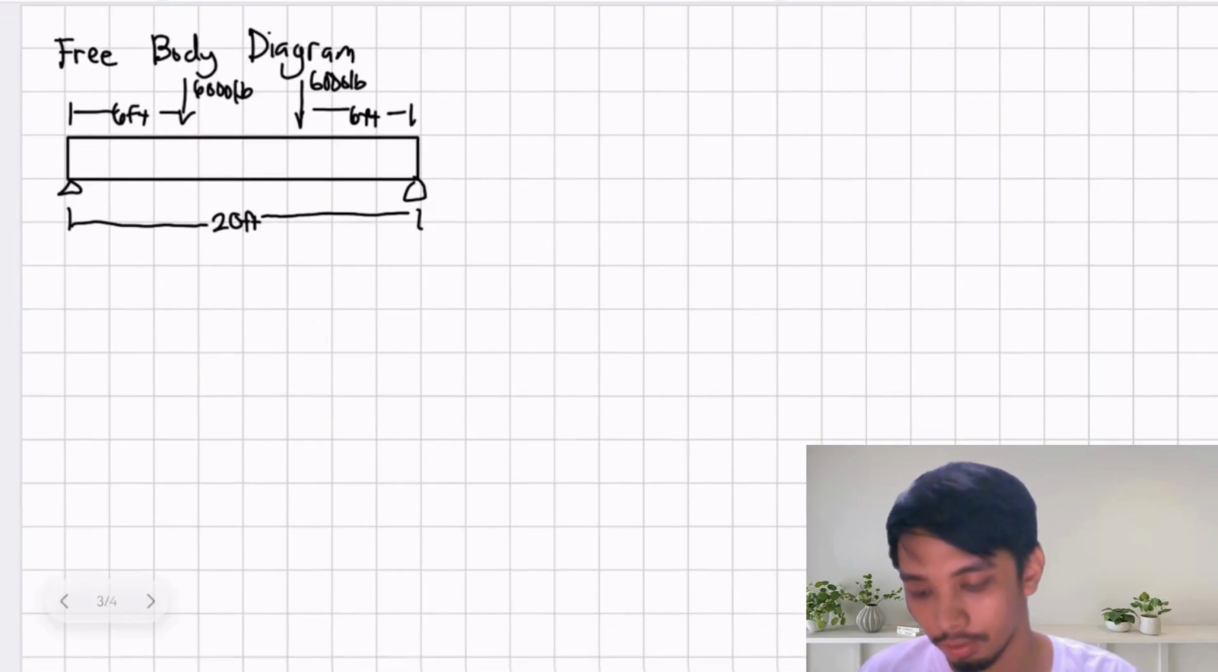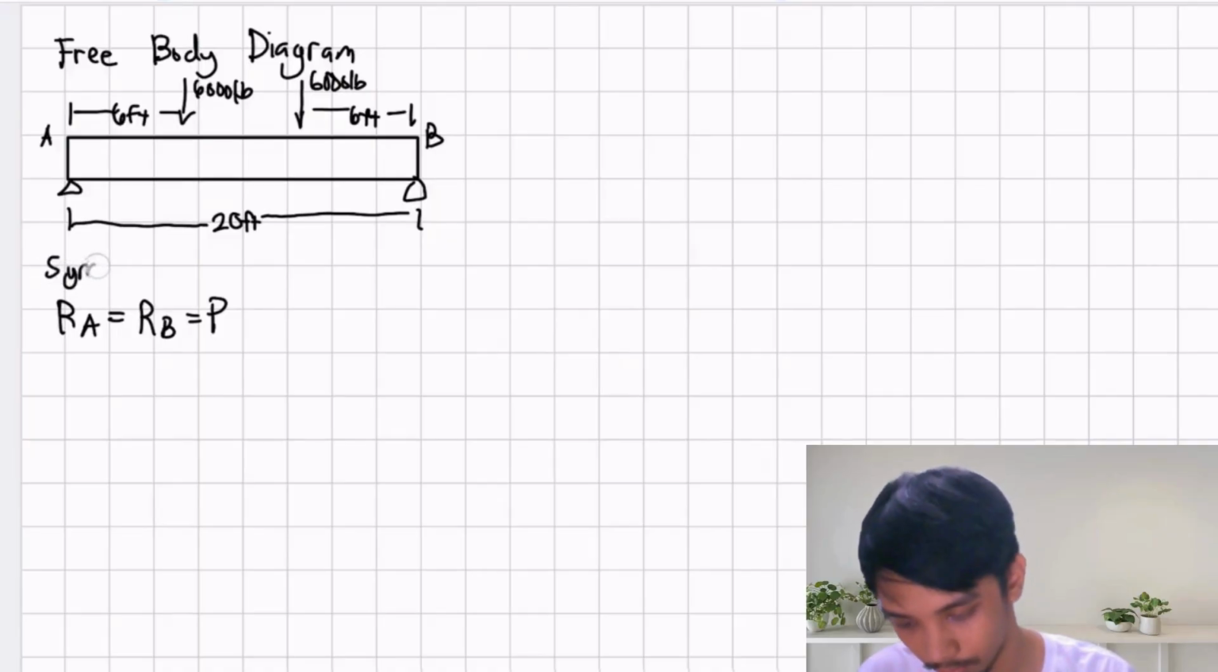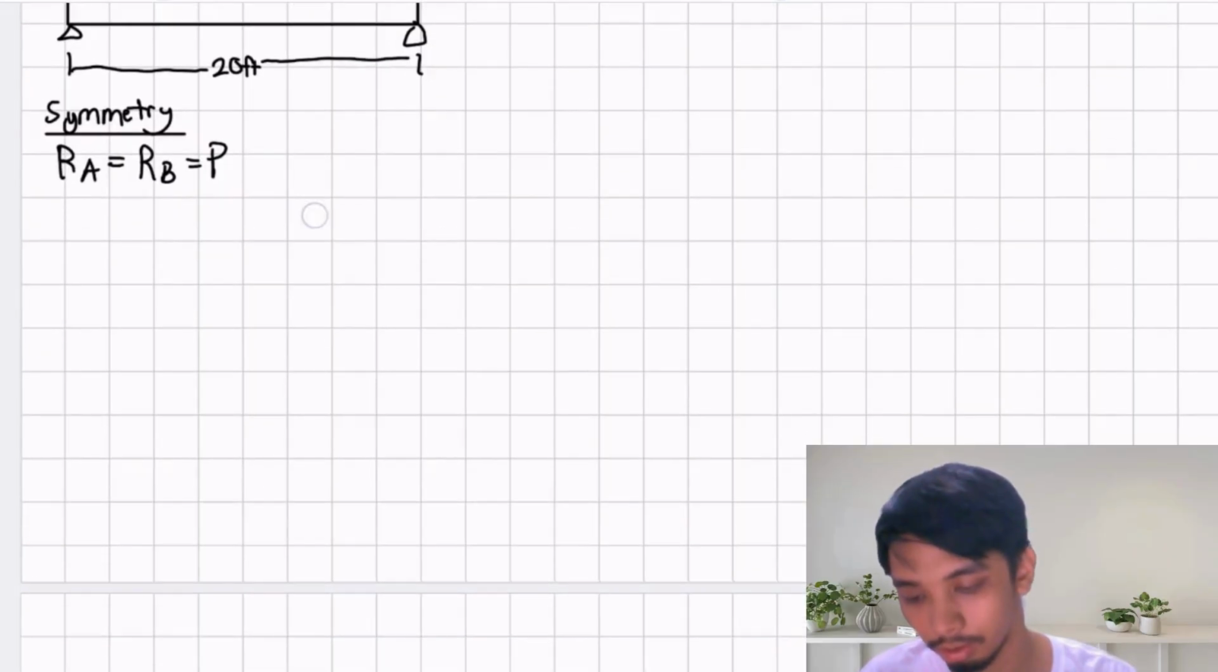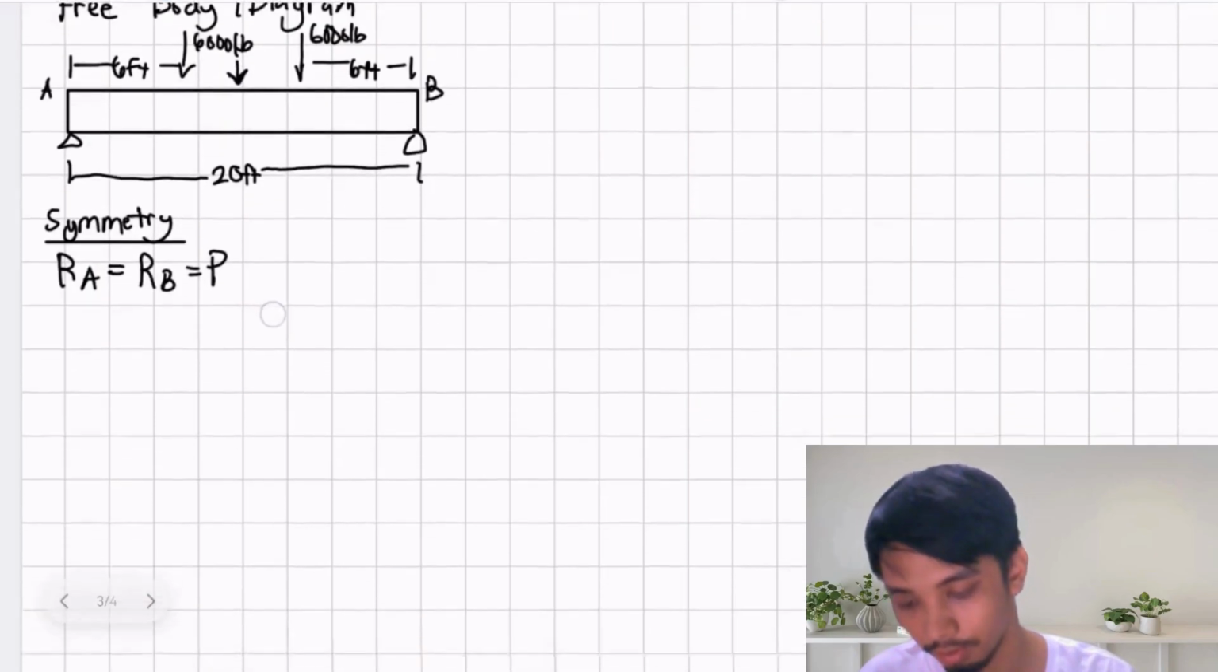By means of symmetry, the reaction at A, this is point A, and B, the reaction at point A is equal to the reaction at B and is equal to the load P. And also because of symmetry, the maximum deflection occurs right in the middle, right here.